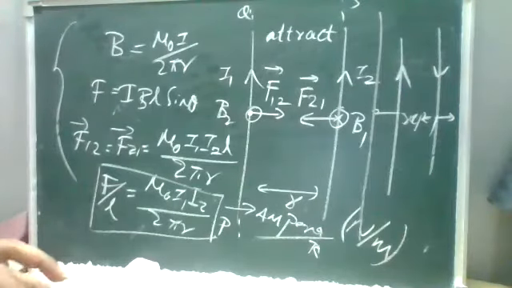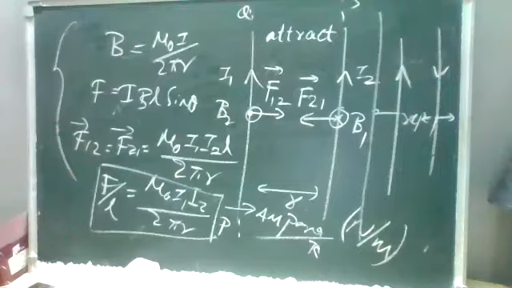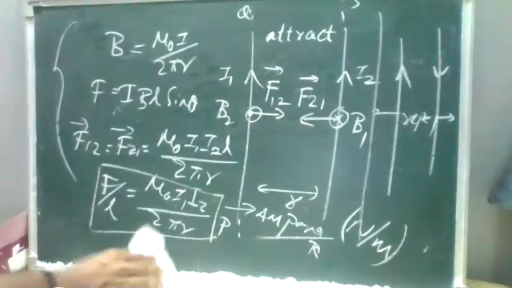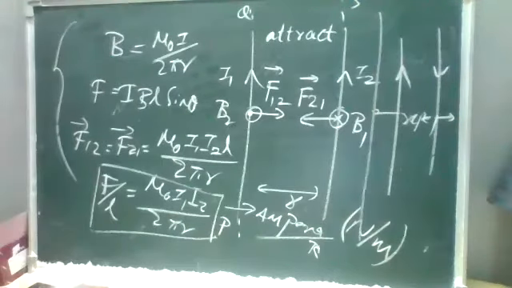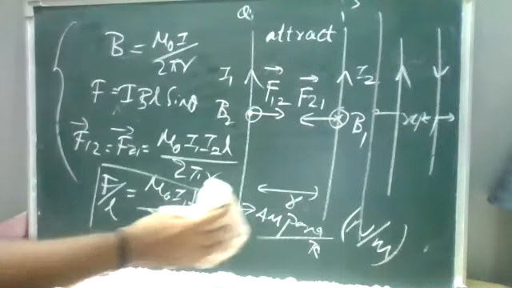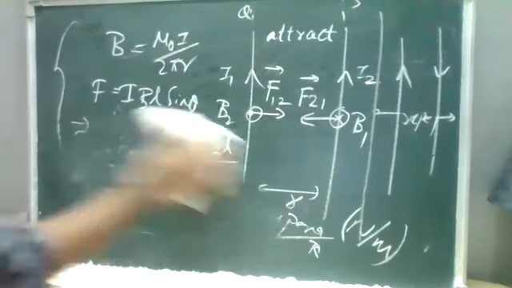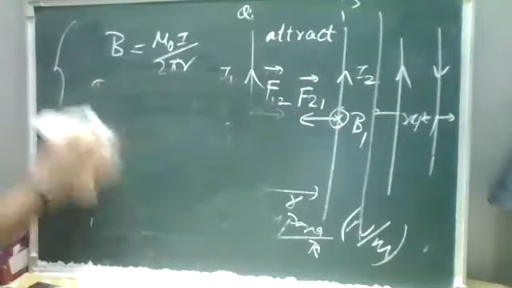Next heading: torque experienced by a current loop in a uniform magnetic field. I'll repeat the heading. Torque experienced by a current loop in a uniform magnetic field.